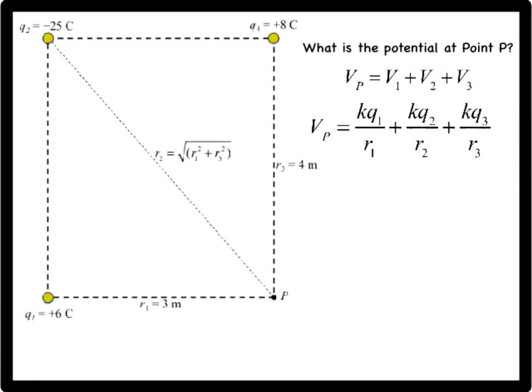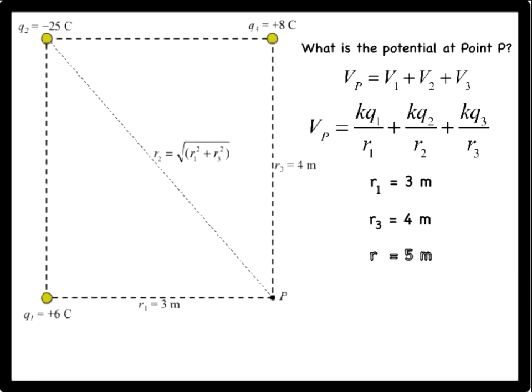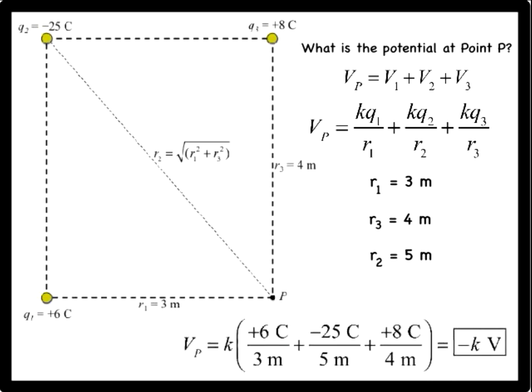Based on the information in the figure, r1 equals 3 meters, r3 equals 4 meters, and r2 will be equal to the diagonal distance of the rectangle, which we can get by Pythagorean theorem. Or, r2 is equal to the square root of r1 squared plus r3 squared, which equals 5 meters. We can now calculate the total potential at point P using the charges and distances in the figure. We get the following. Notice that we have both positive and negative point charges contributing to the potential at point P, and the overall sign of the potential will depend on how much the negative and positive charges contribute, which is based not only on the magnitude of each charge, but also its distance from point P.